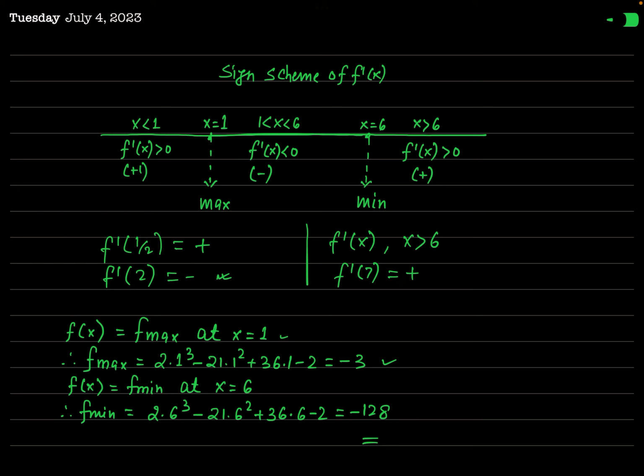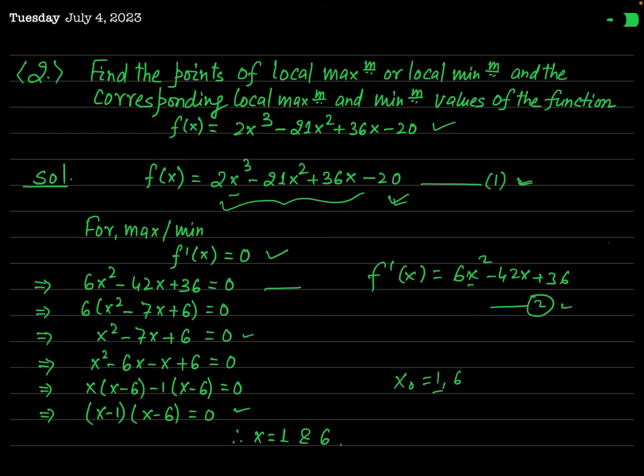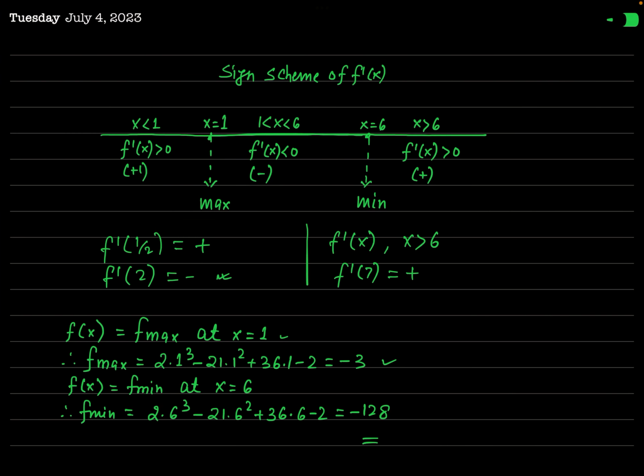And now if you want to find the minimum value of this function, you have to put x equal to 6 in this equation 1. Okay. So I have substituted here x equal to 6, you can see, and then our result is -128. So the maximum value of this function is -3, and its minimum value is -128. I hope after the solution of this very important example, definitely you have learned how we can decide that our function has a maximum value or minimum value at a given value of x.